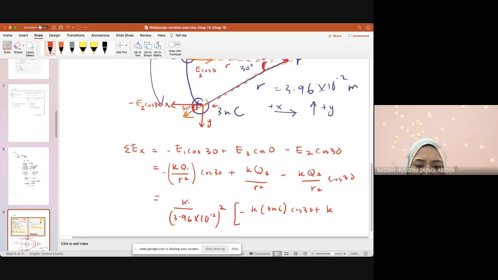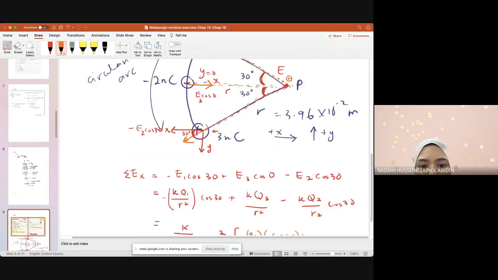Factor out K jugalah kan? Sama je. Okay. Let's just use K. Because everyone has K and everyone has the same R squared, saya letak kat luar. Okay, so this is K and this is R squared. So Q1 is 3 nanocoulomb cosine, let's get rid of the coulomb first. Cosine 30, and then plus Q3 is 3 nanocoulomb. Sorry, it's not 3, it's minus 2.